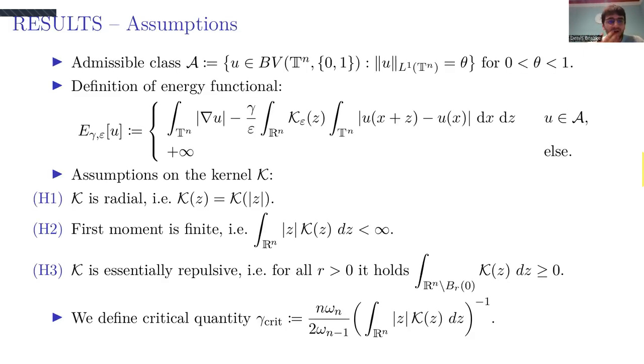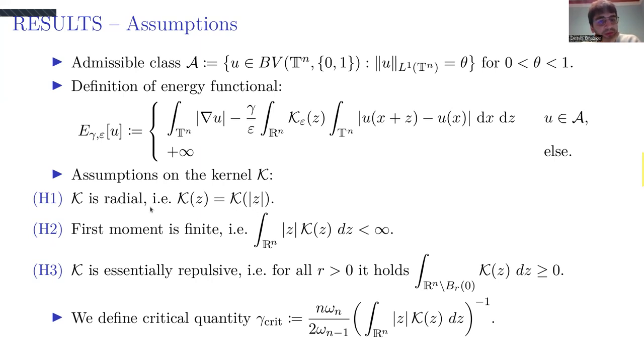Okay, then let me go through the assumptions. First, let me tell you about the admissible class. A consists of functions which are in BV, which have fixed mass, fixed L1 norm for a fixed parameter theta. And we now have the following energy functional. This is the same energy functional as before, but for everything else we're working basically in L1 instead of A to have a vector space norm structure. For this, everything that's not in A, we just set to plus infinity.